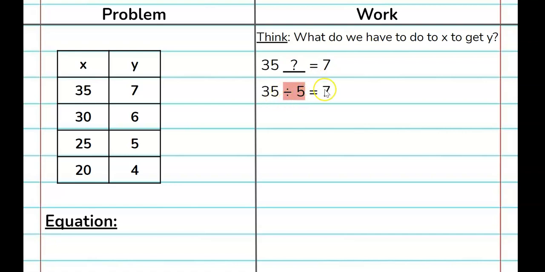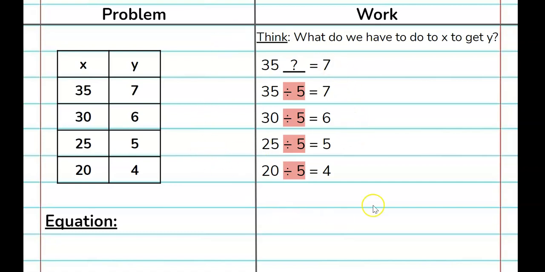35 divided by 5 is 7. I know that because I know my math facts. Now that I've seen that that works here, I'm going to try it with my next row in my function table. So does 30 divided by 5 equal 6? It does. Does 25 divided by 5 equal 5? It does. Does 20 divided by 5 equal 4? It does. Again, make sure you're writing all of this with me. Pause the video if you need to.